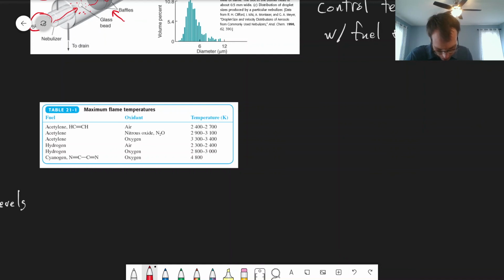And if we need to get it really hot, we can use this molecule, cyanogen, mix that with oxygen, and that can get you a temperature up to 4800 Kelvin. So, generally the most common is this first one, acetylene with air. But these are other options if you do need to get to higher temperatures.